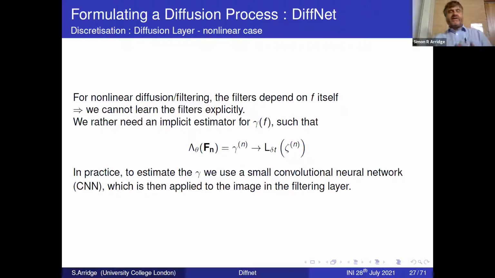But now for nonlinear diffusion, the filters depend on F itself. So we can't learn them explicitly. So we now introduce the idea of an implicit estimator. Based on the current state, the current layer values, we're going to write a neural network which learns the diagonal components of this diffusion operator. So what we use is a small convolutional neural network applied to the image in the filtering line.